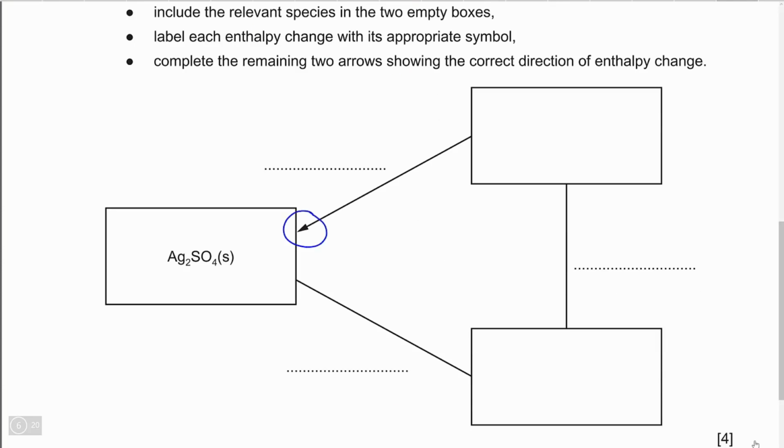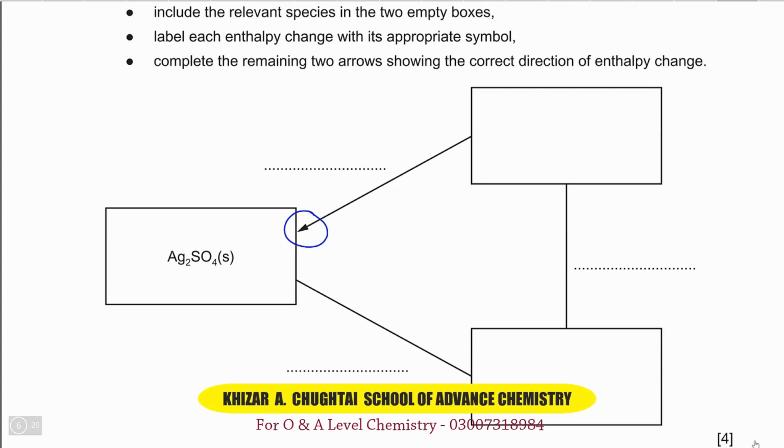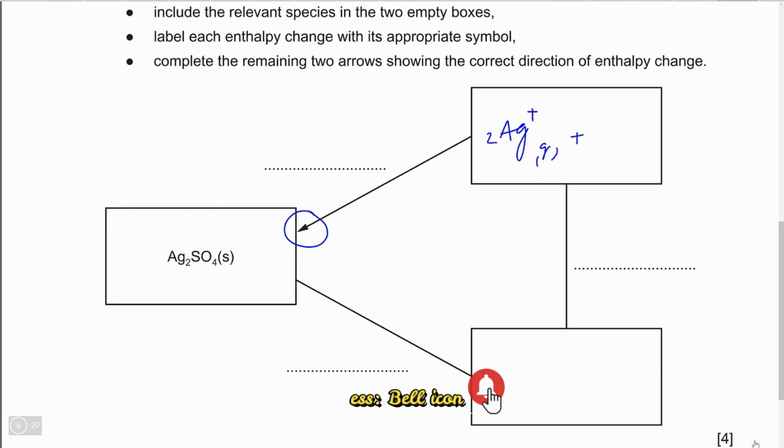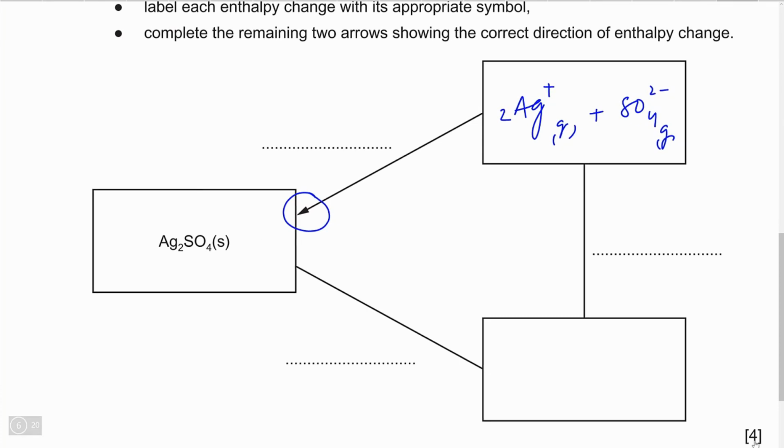This arrow is indicating the formation of Ag2SO4 solid. It could be the enthalpy of the lattice energy. So I can put over here 2 moles of silver 1 positive ion gaseous plus 1 mole of sulfate 2 negative ion gaseous. When these 2 gaseous ions combine together, they will make solid Ag2SO4, and this is known as the enthalpy of lattice energy.